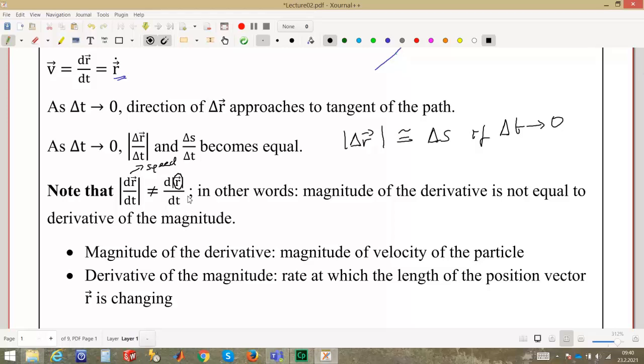So it doesn't capture the notion of how the direction of r changes. It's just about the magnitude. So that's the difference. Okay, we use the first one. This is the one that we use for finding the magnitude of velocity of a particle, and the magnitude of velocity of a particle is basically the speed of the particle. Okay, let's move down.